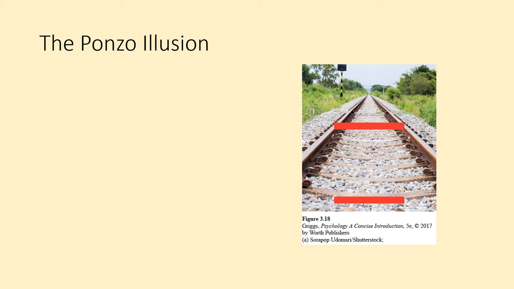The two red bars in the Ponzo illusion are identical in size. However, the top bar appears to be larger. Now, to convince yourself that the two bars are identical, just measure each of the bars. This illusion seems to be caused by the brain's misinterpretation of the relative distance from us of the two bars.